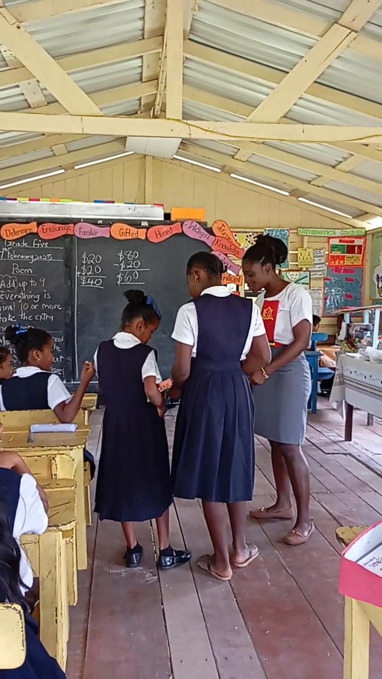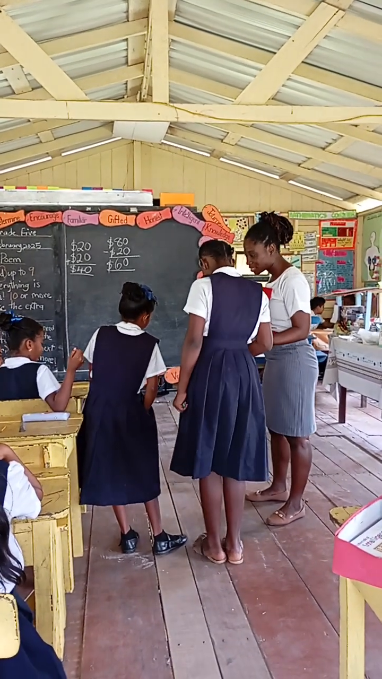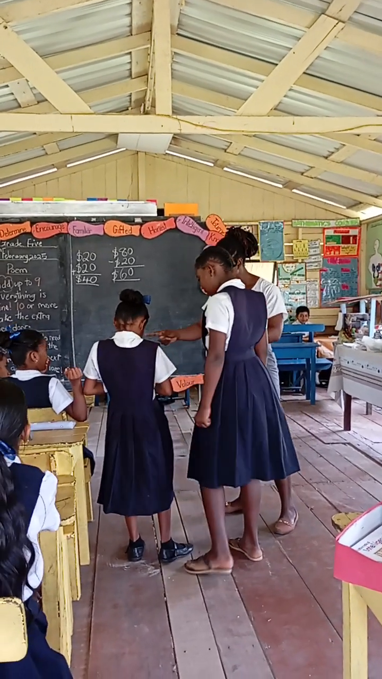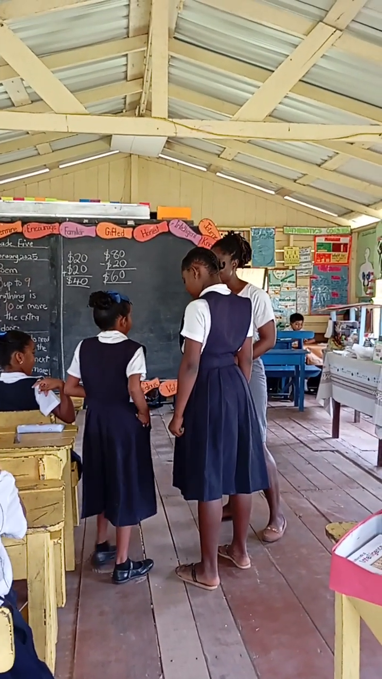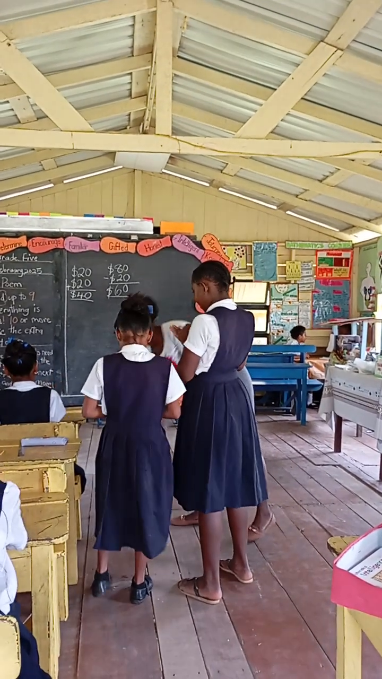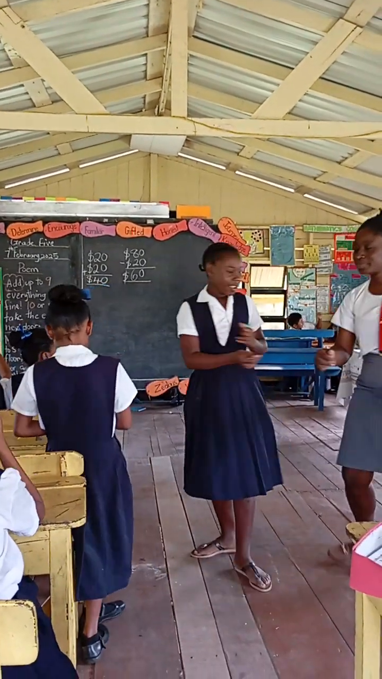You add. Alright, so Abigail has 6 and Dale has 1. We put them together. How much do you have in total? 7. Give them a clap. Let's go back to your seats.